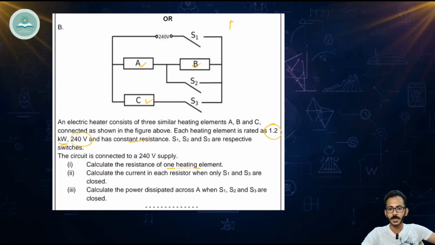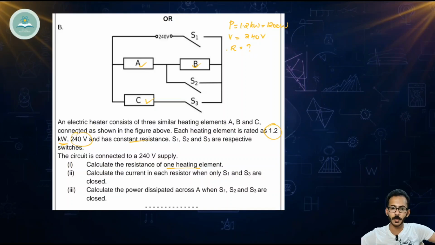So power is given as 1.2 kilowatt, which is equal to 1200 watt. We are multiplying with 1000. Now the potential difference is also given. The potential difference is equal to 240 volt. We have to calculate the resistance.